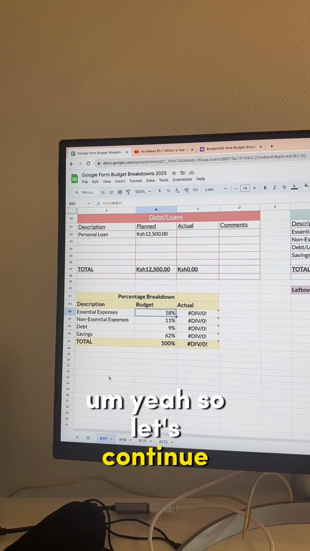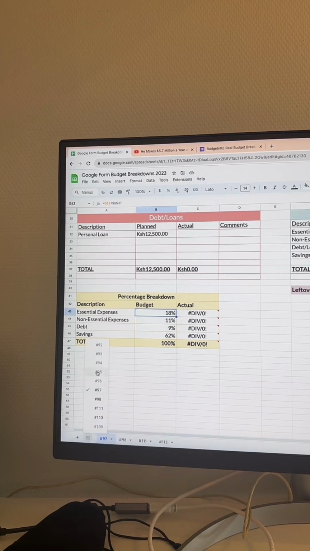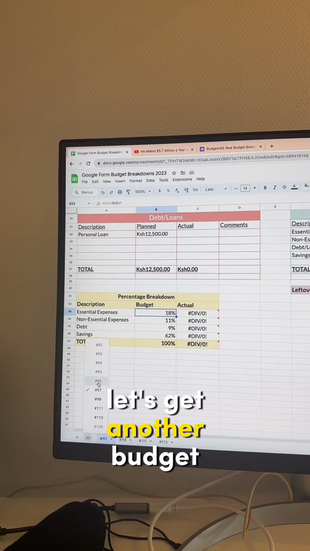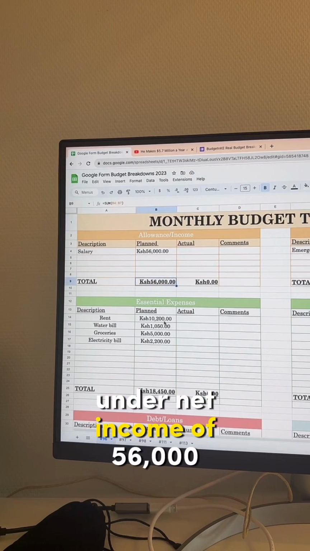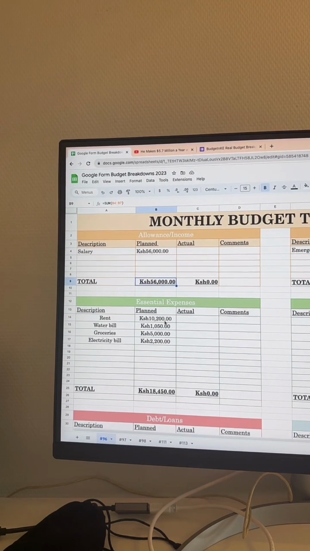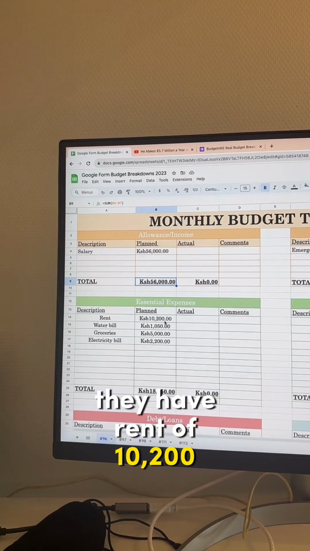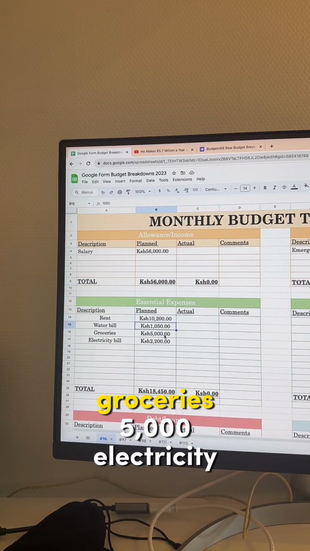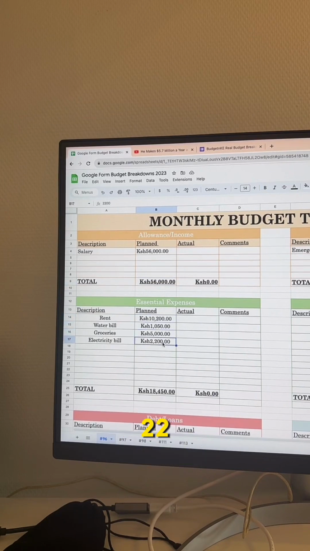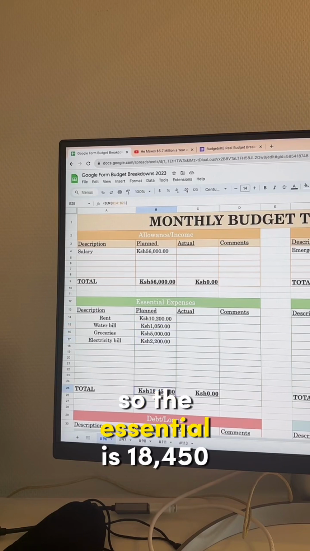Yeah, so let's continue. Let's get another budget. 56,000. So this person has a net income of 56,000, no other income. They have rent of 10,200, water bill of 1,050, groceries 5,000, and electricity 2,200. So the essential is 18,450.